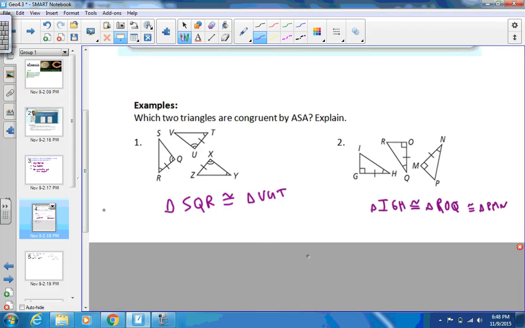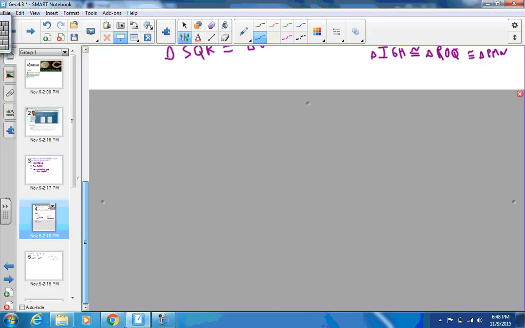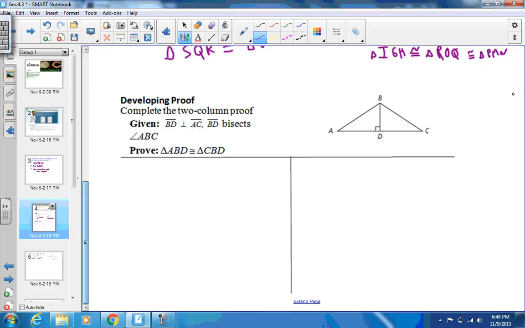All right, let's just do one proof with this. Let's see if we can do a proof. The proof says, complete the two-column proof, given that segment BD is perpendicular to segment AC, and that segment BD bisects angle ABC. That means it cuts in half. That is our given.